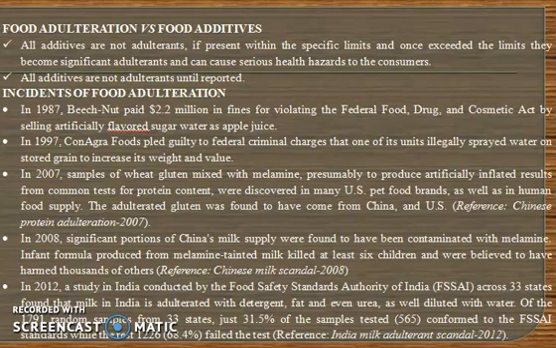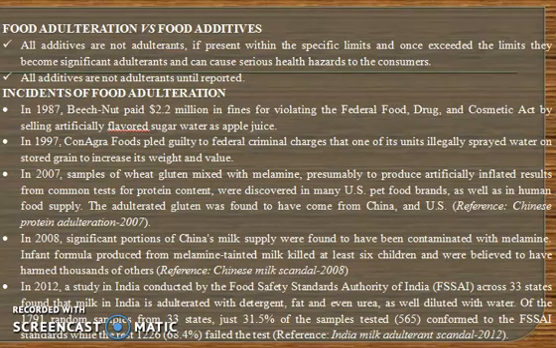In 2007, samples of wheat gluten mixed with melamine, presumably to produce artificially inflated results on the common test for protein content, were discovered in many US pet food brands as well as in the human food supply. The adulterated gluten was found to have come from China and the US. These are references. I am not blaming any country, but it was happening in 2007.